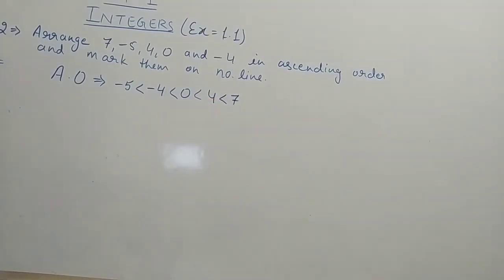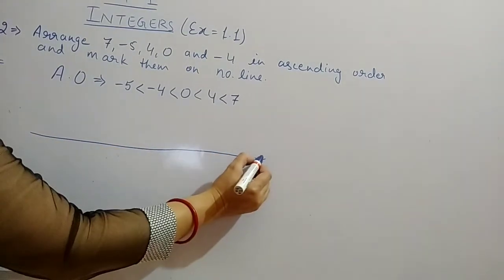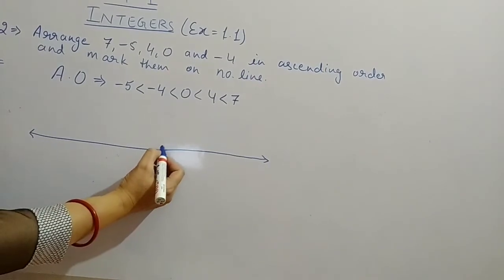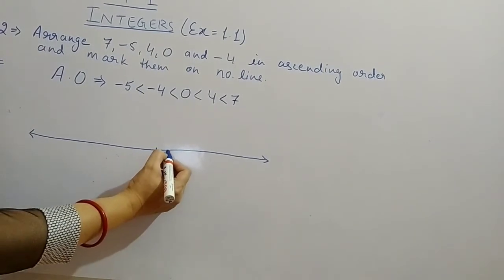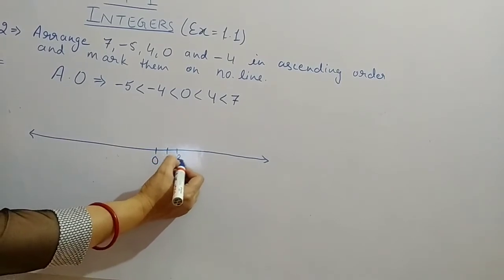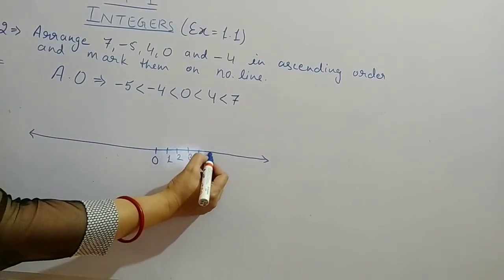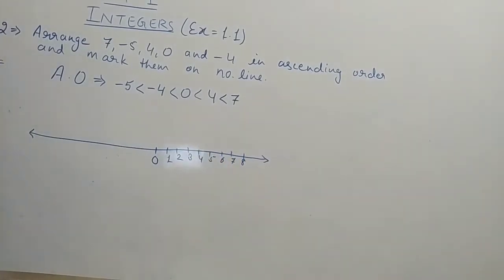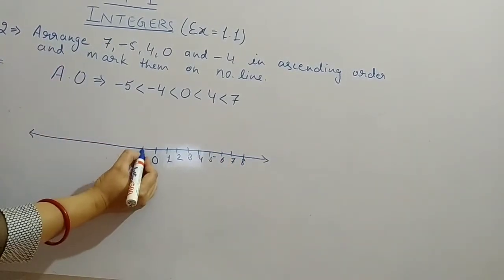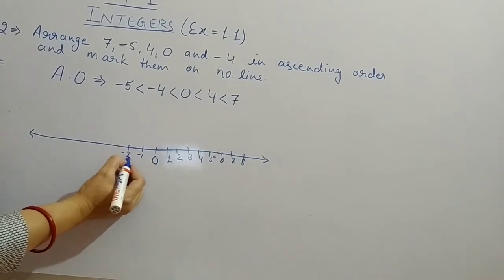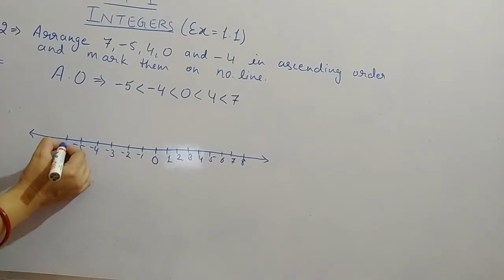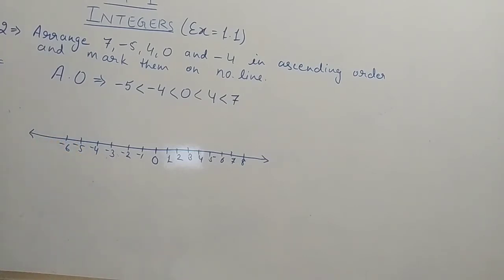Now we have to represent these numbers on number line also. For that you have to draw a straight line. Both the sides arrows you have to mark. Then at center 0, right side 1, 2, 3, 4, 5, 6, 7, 8 positive integers, and left side you have to mark negative integers minus 1, minus 2, minus 3, minus 4, minus 5, minus 6.